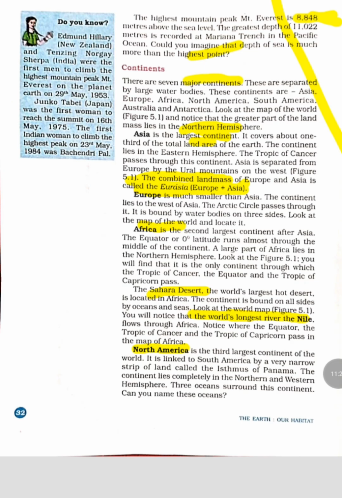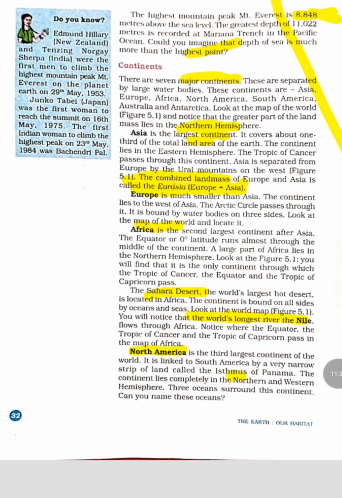The fourth continent is North America, which is the third largest continent of the world. It is linked to South America by a very narrow strip called the Isthmus of Panama. The continent lies completely in the northern and western hemisphere. Three oceans surround it. Can you name these oceans? The Atlantic, Pacific, and the Arctic surround North America.